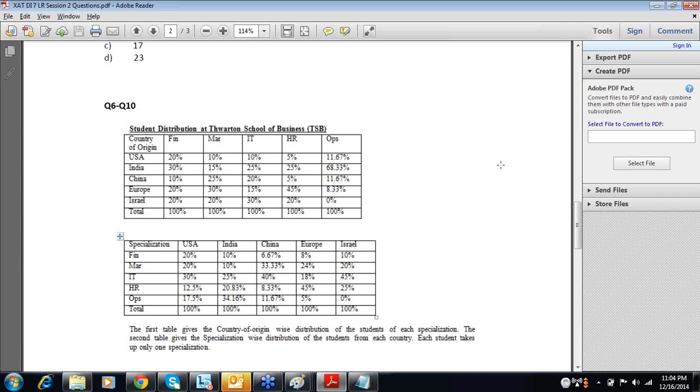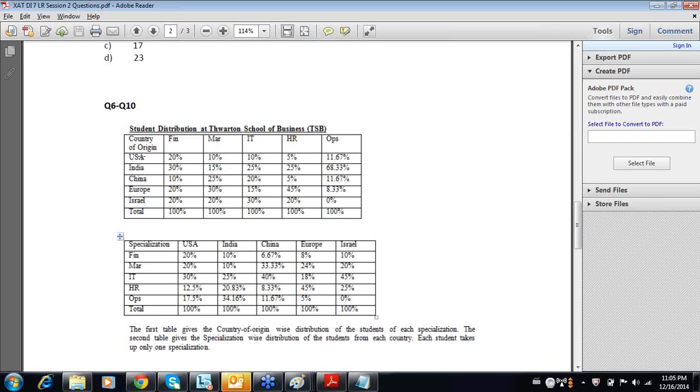Okay, so time is up. So let me solve these questions, question number 6 to question number 10. That will be the last caselet for tonight. What has been given is: the first table gives the country of origin wise distribution of the students of each specialization. The second table gives the specialization wise distribution of the students of each country.